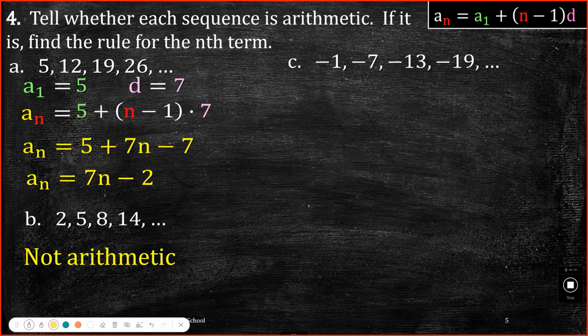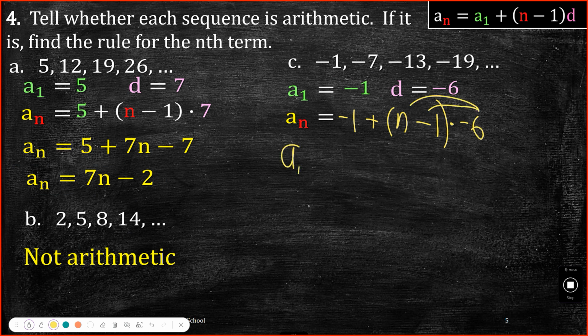So A1 is negative 1. D is the number that we're subtracting, negative 6. You need your A1, you need a D, and then you plug it in. A sub n equals negative 1, which is A1, plus n minus 1 times negative 6.